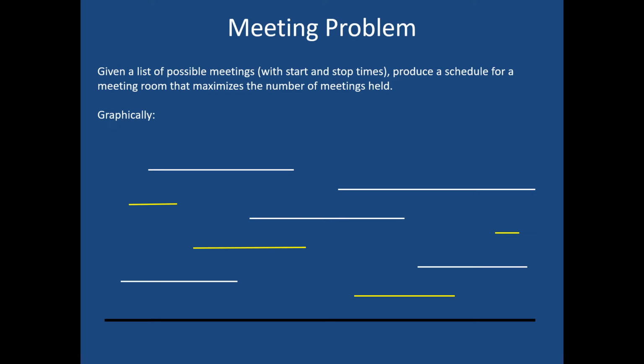Okay? So let's go with the first suggestion. Would it work in general, not just in this case, but always, to pick the meeting with the shortest duration? Can you think of a set of meetings that would foil that?